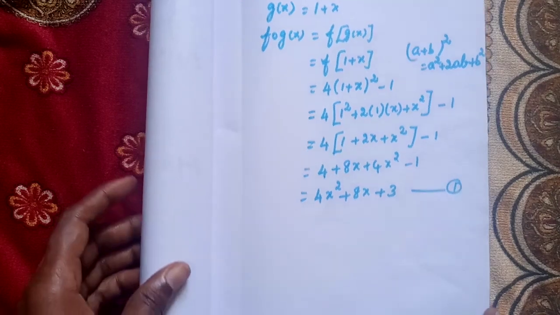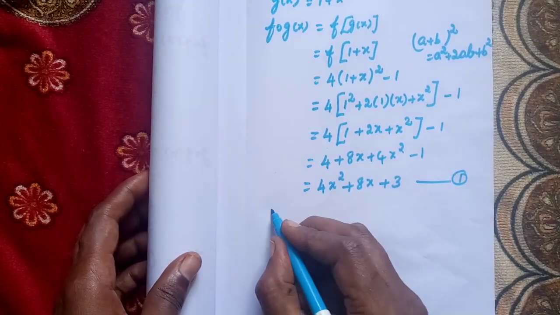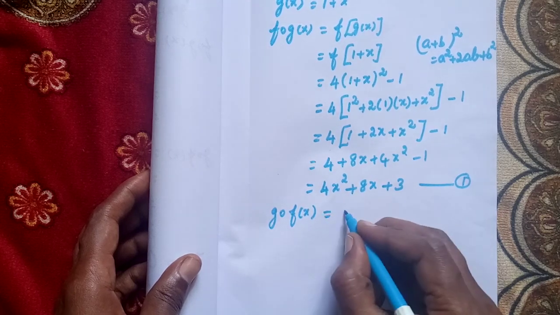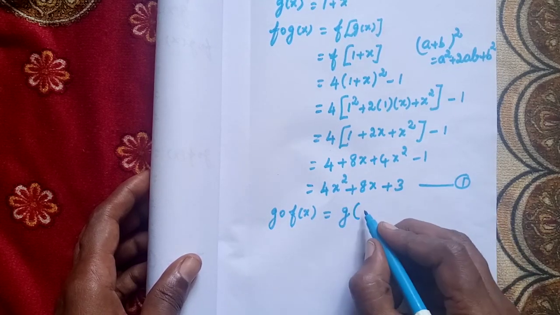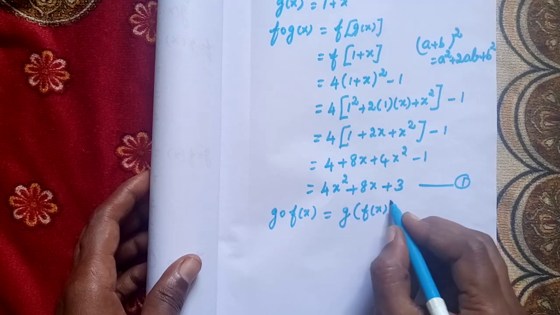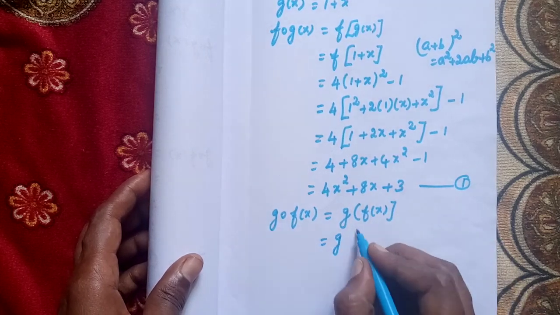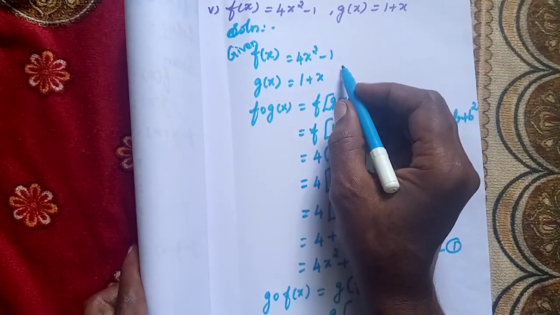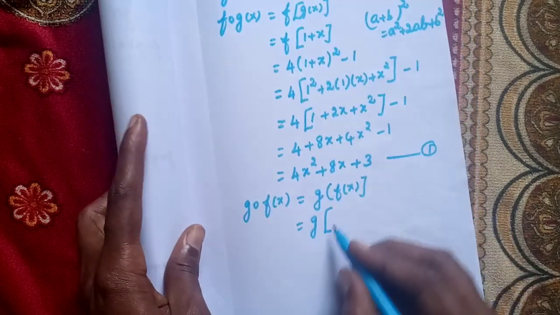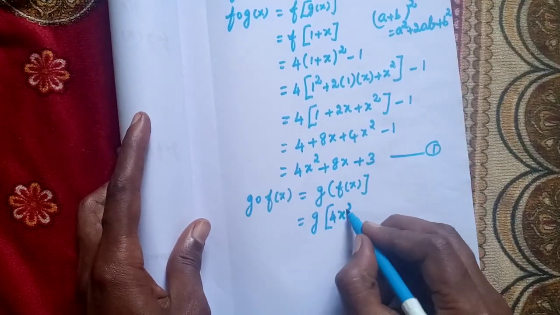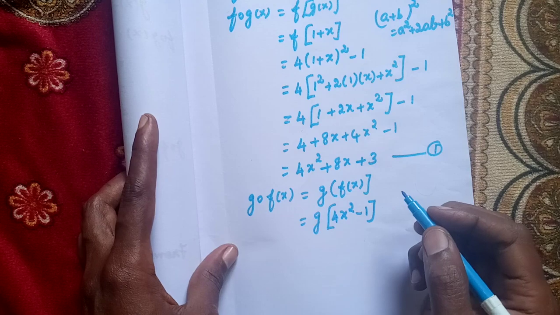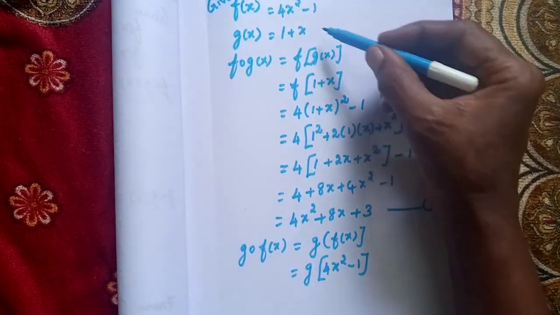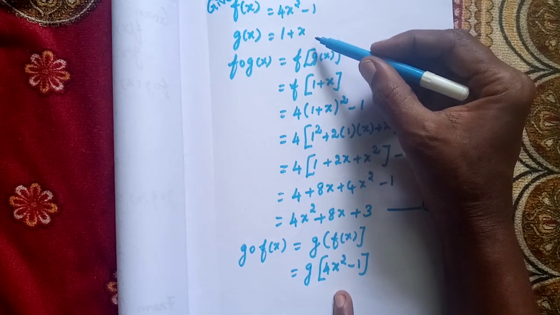Next, we want to find out g composite f of x. G composite f of x is equal to g of f of x. What's the value of f of x? Substitute here, 4x square minus 1. Next, what is g of x? 1 plus x. But here we want to find out g of 4x square minus 1.